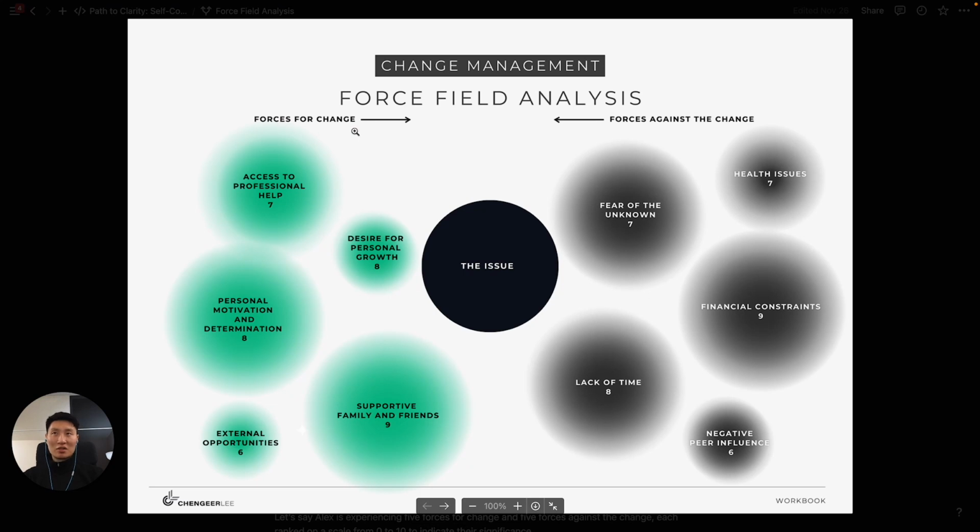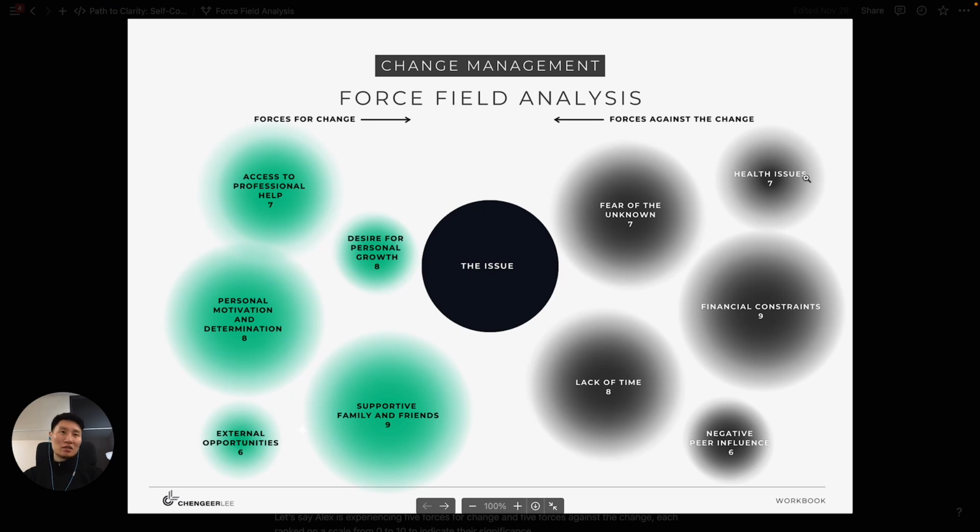On the left side, there will be forces for change. On the right side, forces against the change. And you can see these different clouds, they represent different energy fields. And you can analyze yourself on a scale from 0 to 10, how each force is affecting it. So, access to professional help, 7. Desire for personal growth, 8. Personal motivation, determination, 8. External opportunities.